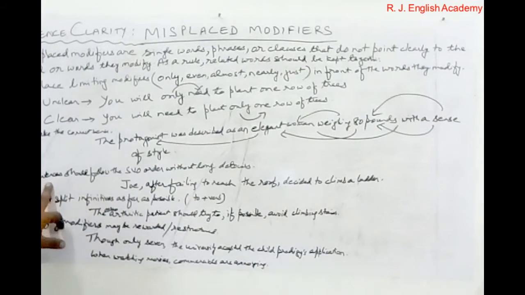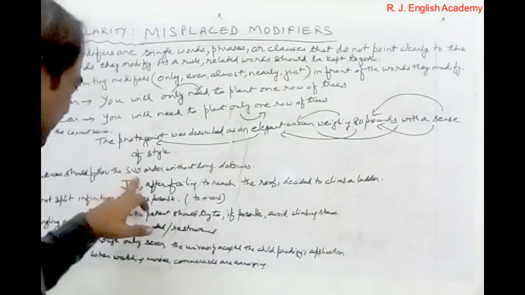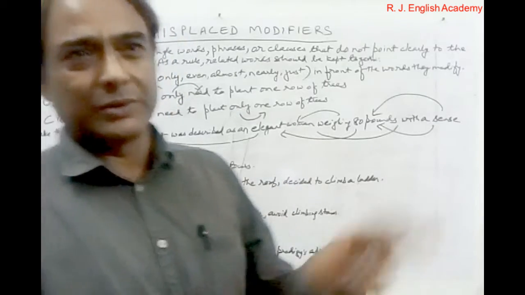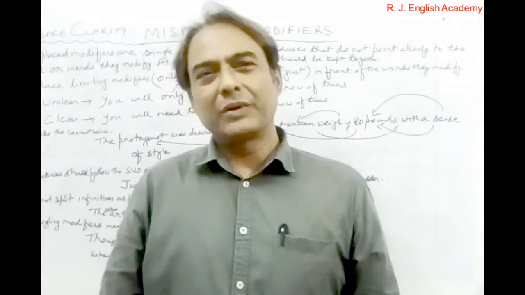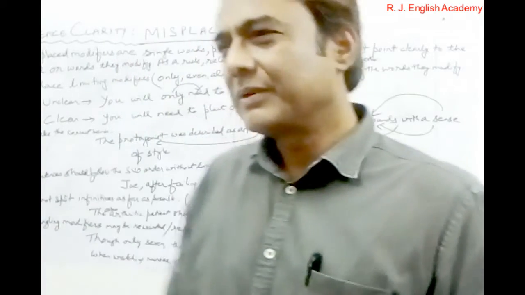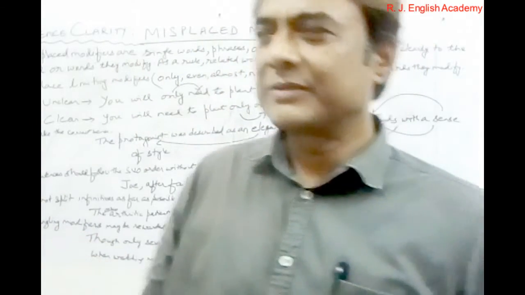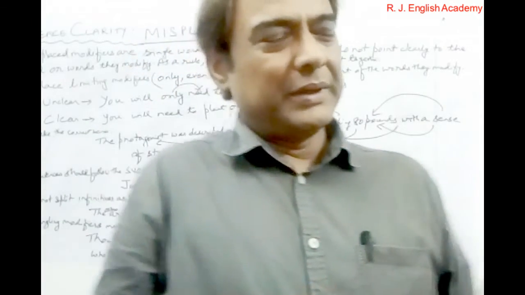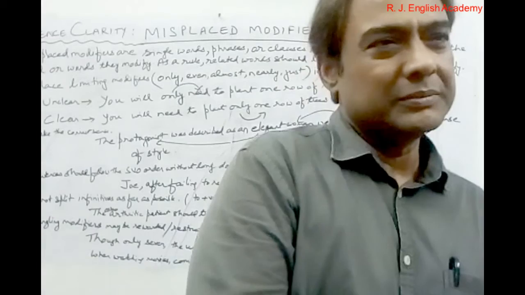Then sentences should follow the subject-verb-object order without long detours. We don't take long detours, we don't use appositives, we don't use a lot of adjectives, we don't use adverbs. We put it between the subject and the verb.